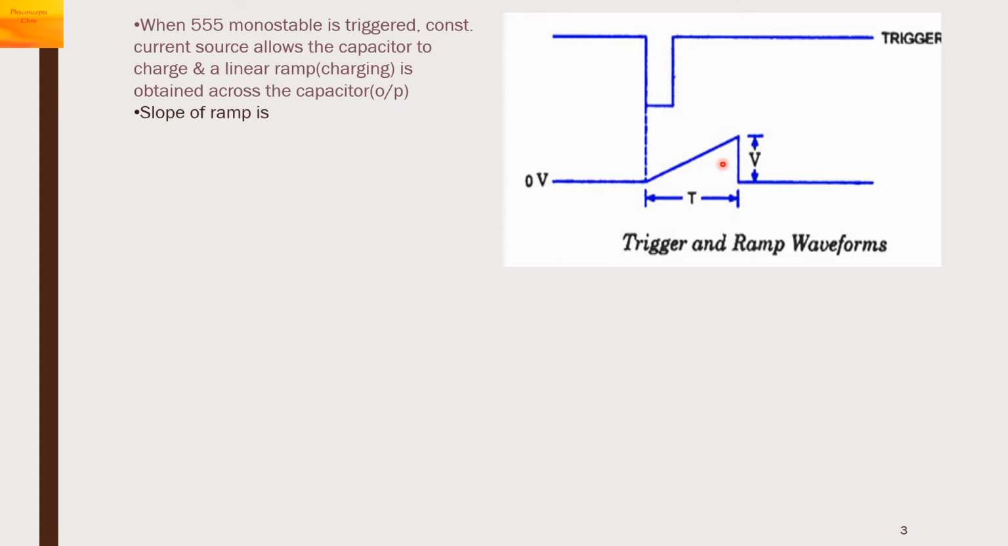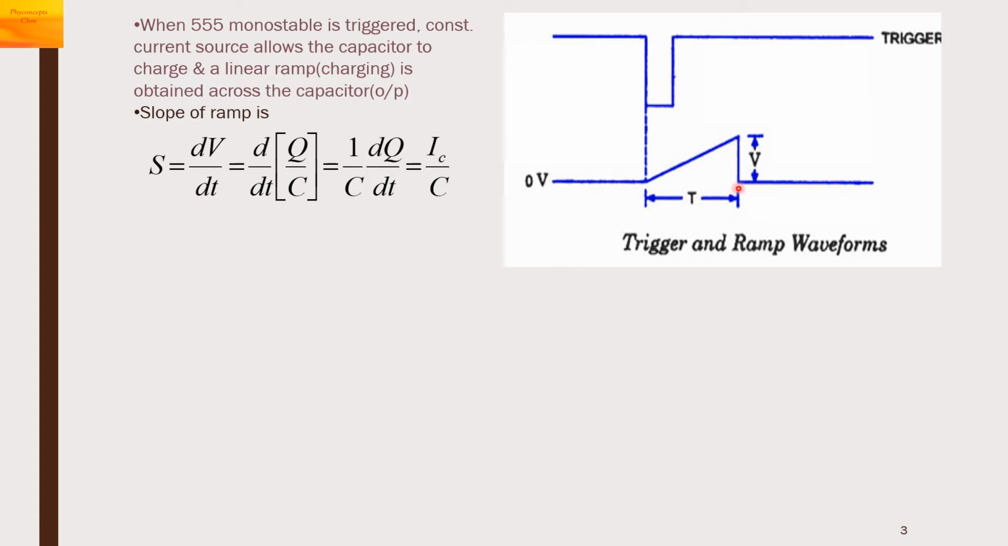The slope of this ramp can be written as S is equal to dV, this change in voltage, divided by dt. V can be written as Q upon C. Here Q is the charge and C is the capacitance. Capacitance is constant, so we can take 1 by C out, and that will be dQ by dt. And what is dQ by dt? It is the current, I suffix C. So this is the slope of the ramp.